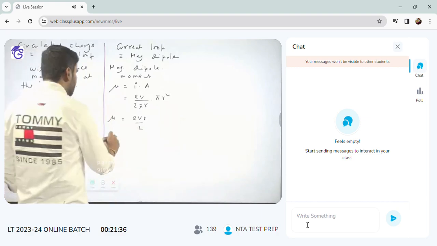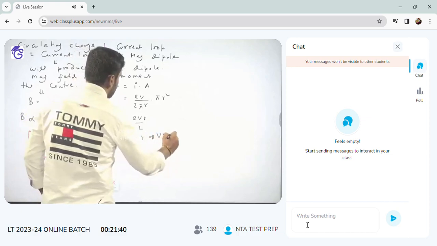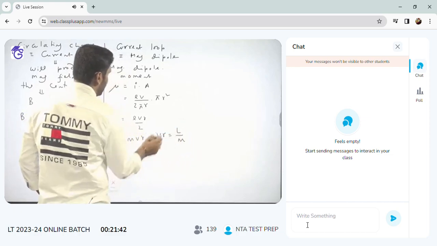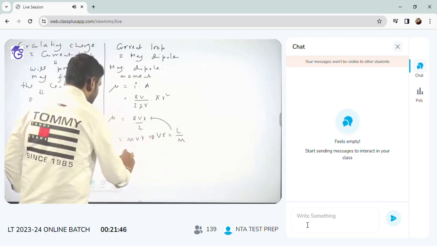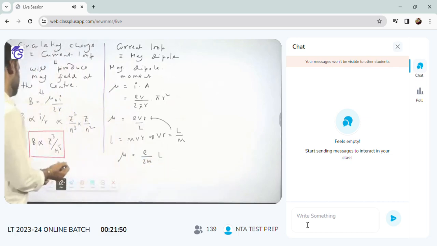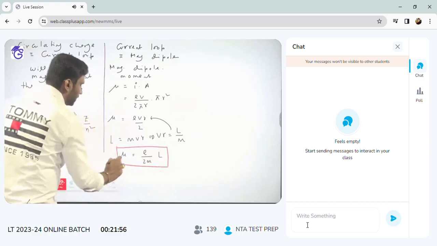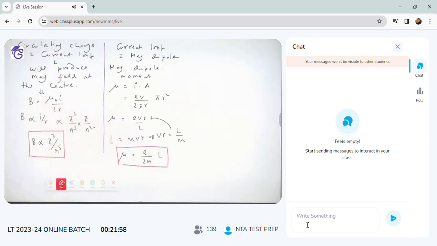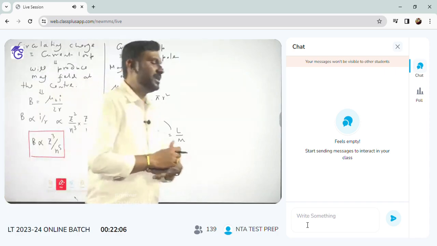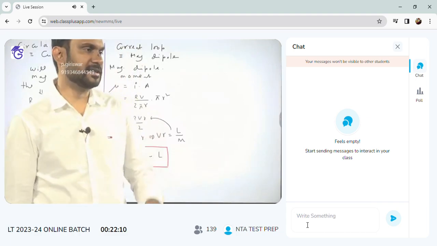We have earlier learned that L is equal to mvr. So from there, vr is equal to L by m. If I substitute here, we get mu is equal to e by 2m into L. Yes, everything we can derive, but you don't derive in the exam hall. That's how a good student will save time. Whatever practice you need to do, do before the exam.